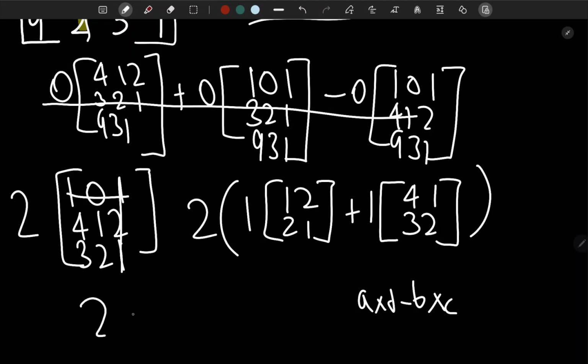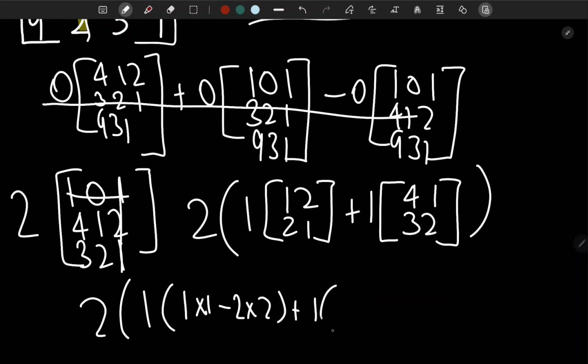So here we do the same thing. Here it is going to be 2 into (1 times 1, and I'll just write all the steps, minus 2 times 2), close brackets, plus 1 into, now you should remember the formula, 4 times 2, and then minus 1 times 3. So 4 times 2 minus 1 times 3.